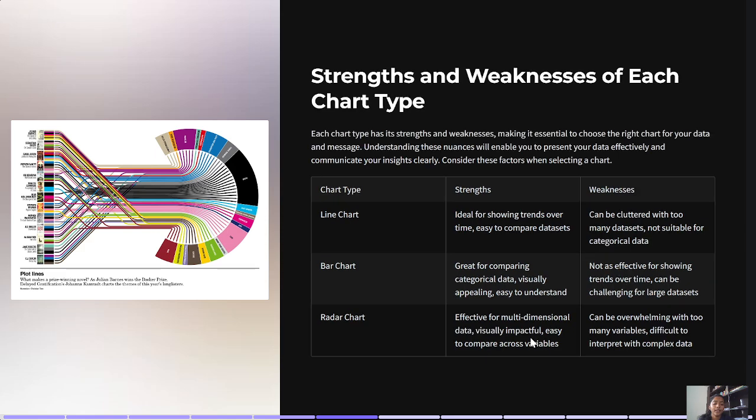visually impactful, easy to compare across variables. Can be overwhelming with too many variables, difficult to interact with complex data. This is the weakness of the radar chart.